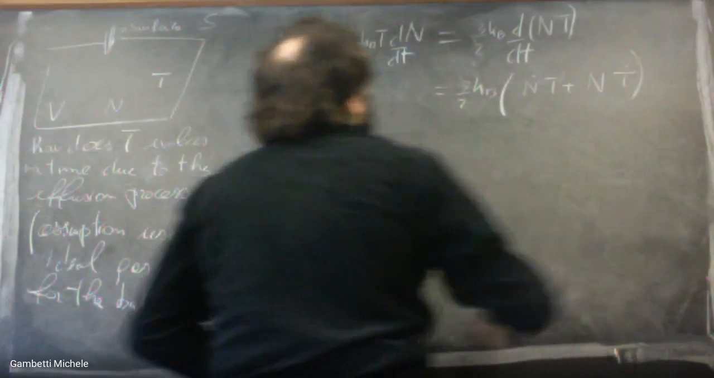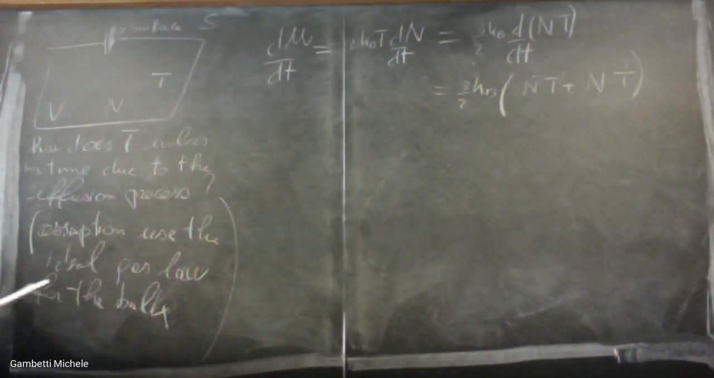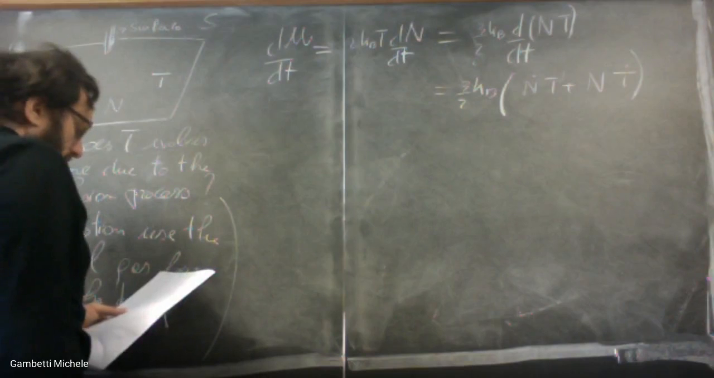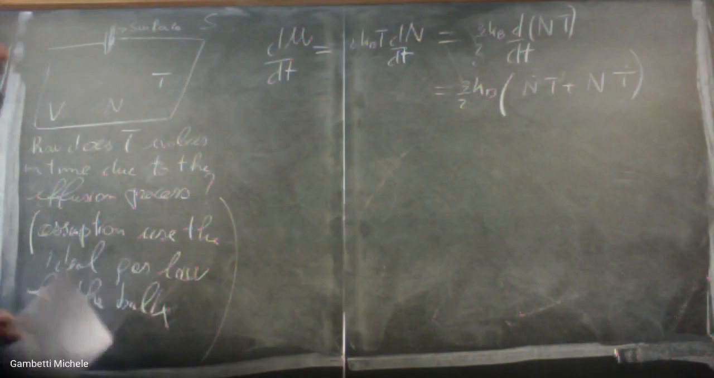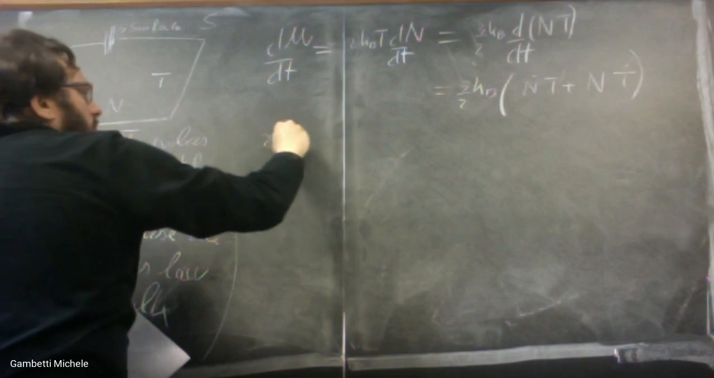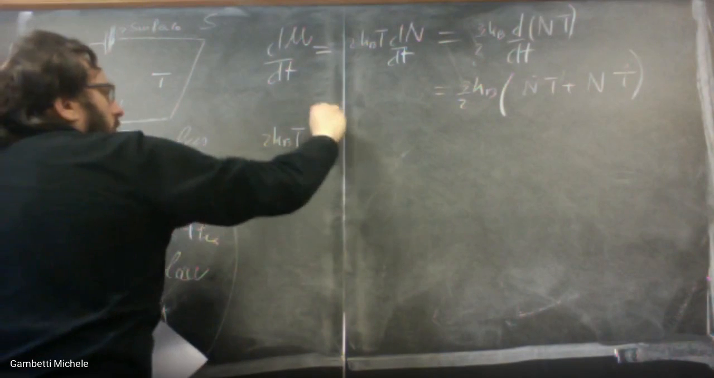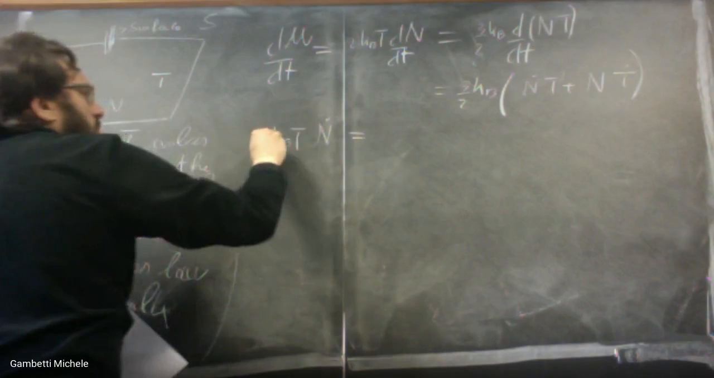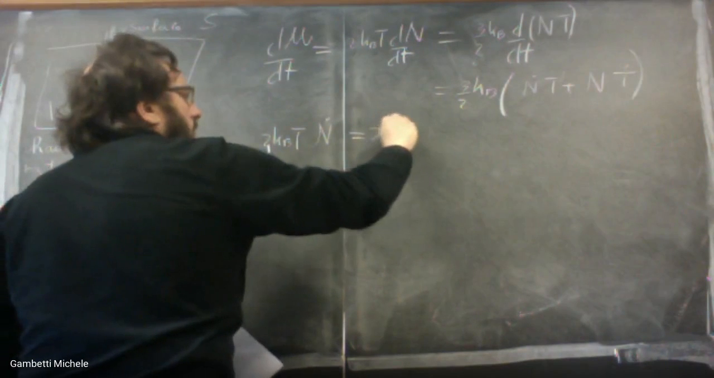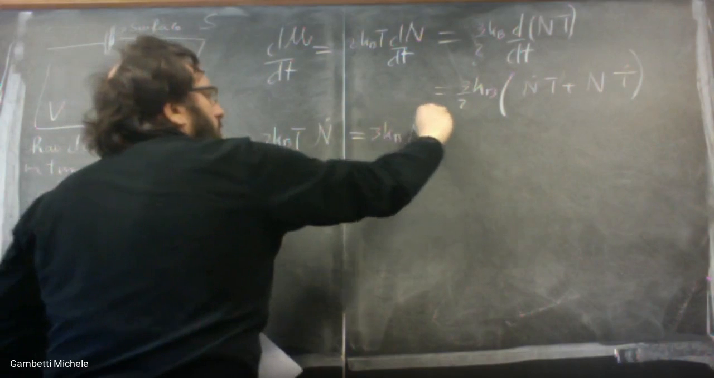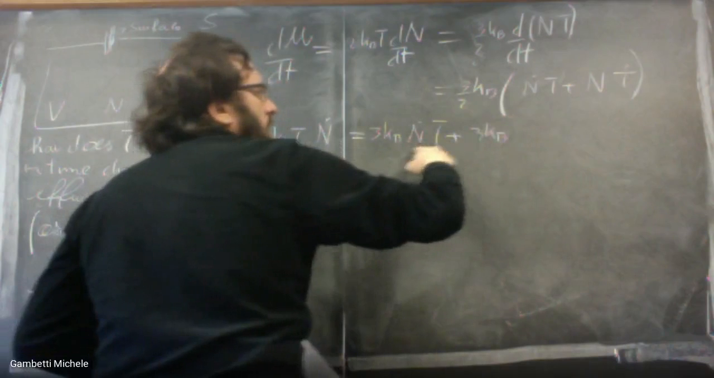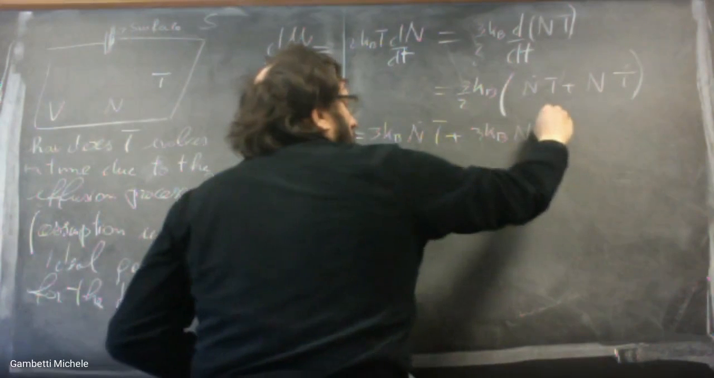Andiamo pure questo. So then this, cosa faccio? Semplifico di là. Okay. So this one is 2k dt n dot. Let me put a factor of 4 here. So this is 3kb n dot t plus 3kb n and T dot.